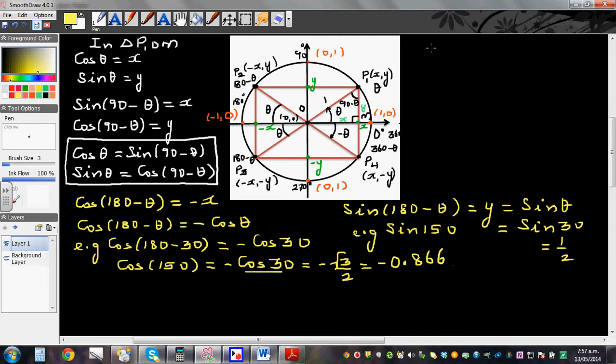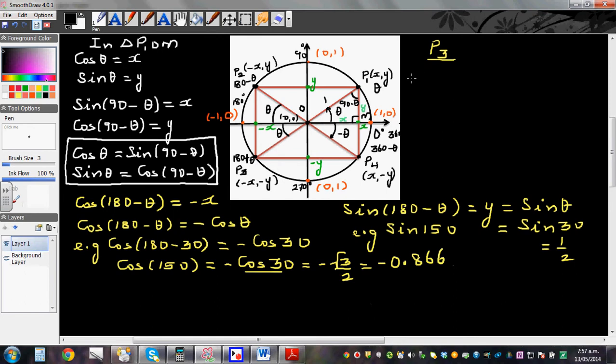When you come to P3, so let's talk about the point P3, you have moved 180 plus theta. Okay, I have made a mistake here. This is 180 plus theta. This is at P2, it has moved 180 minus theta. At P3, it has moved 180 plus theta.